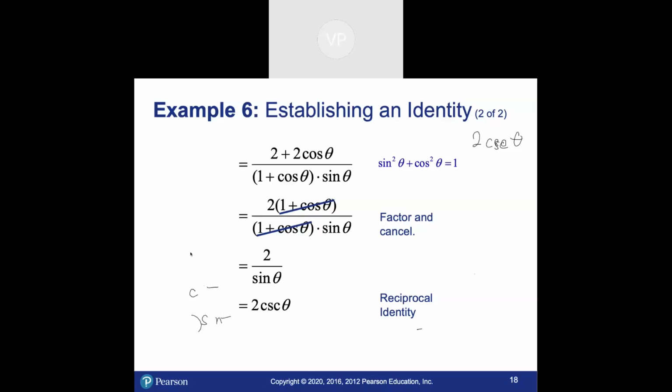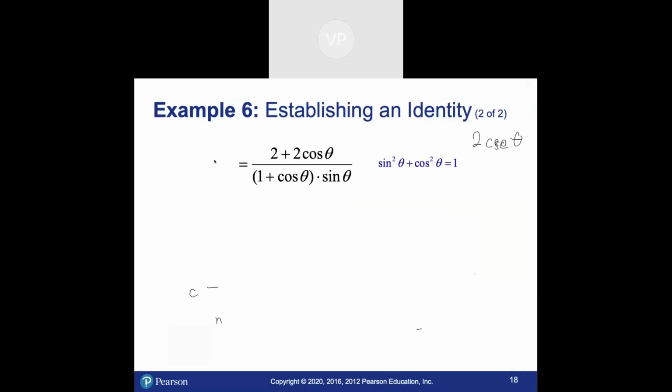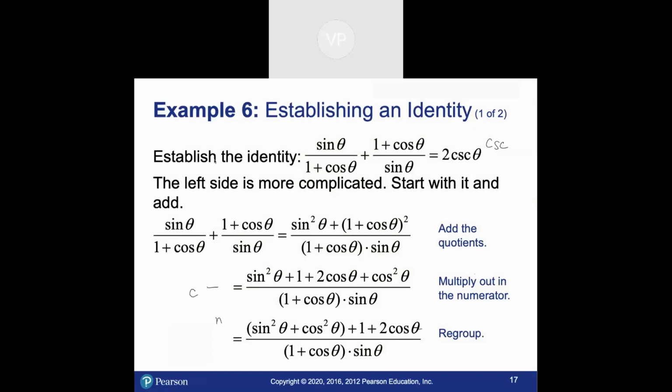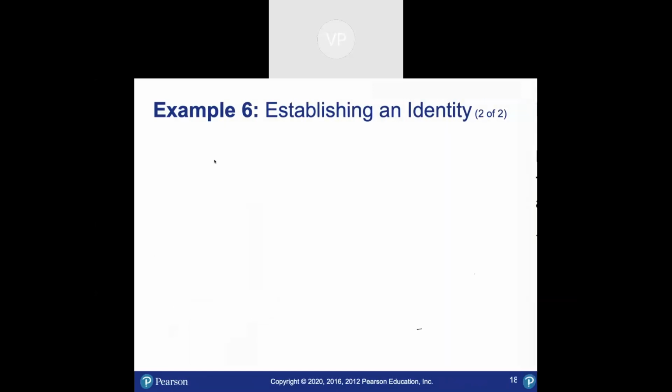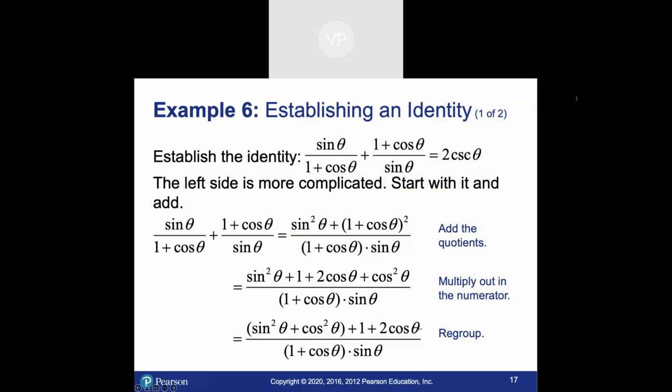I'll go back to the previous page and look at how all those were done. Any part of this first page or the second page, in the establishment of the identity? Anything you're not sure of? Okay, let me go back to that first slide. Okay, so Kayla, you're asking about the last step, that one right here, how we got this.